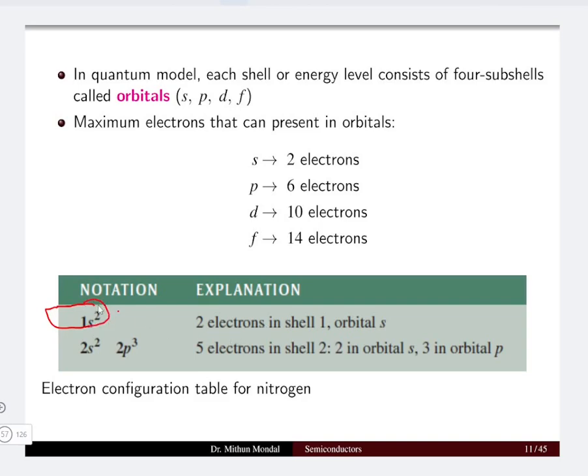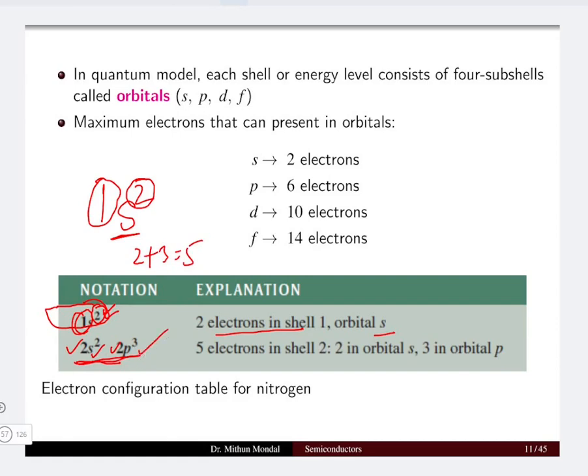It means here we have 2 electrons in shell 1. So 1 represents the shell number and 2 represents the number of electrons, whereas the orbital is... So when we say 1s square, it means that the shell number is 1, the number of electrons is 2, and the orbital is s. Similarly, if we say 2s square or 2p cube, it means the shell number is 2, total number of electrons 2 plus 3 is equal to 5, and 2 electrons are present in the s orbital and 3 electrons are present in the p orbital.